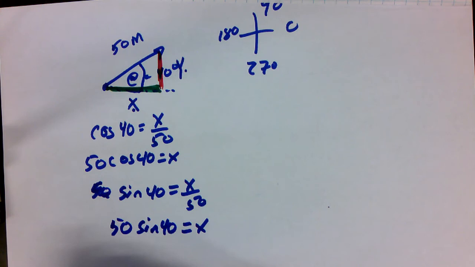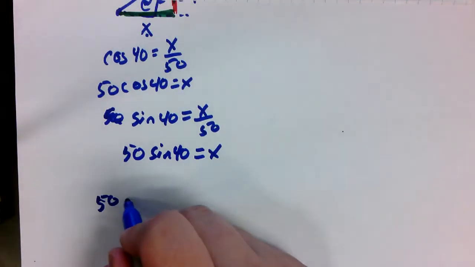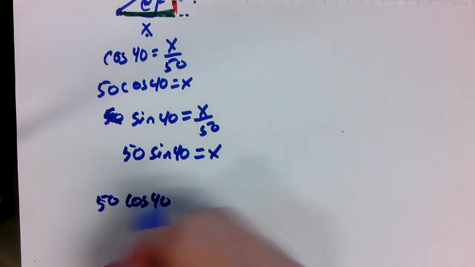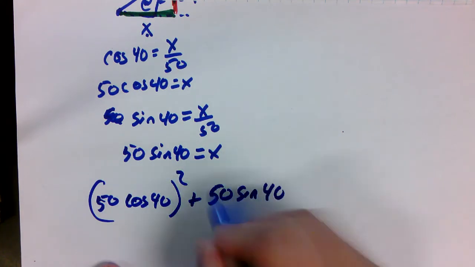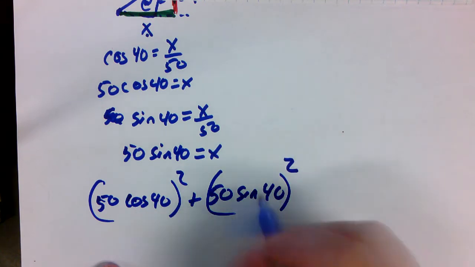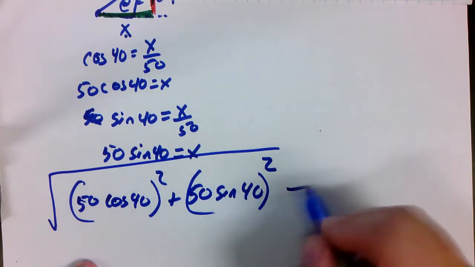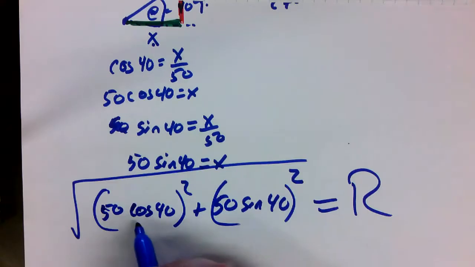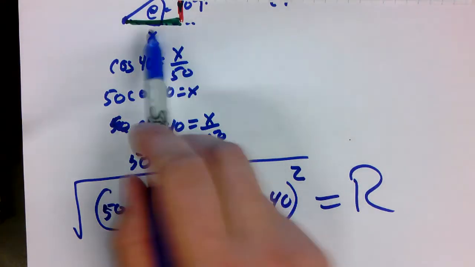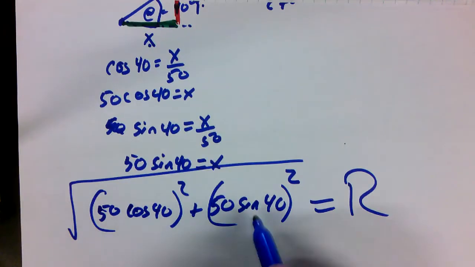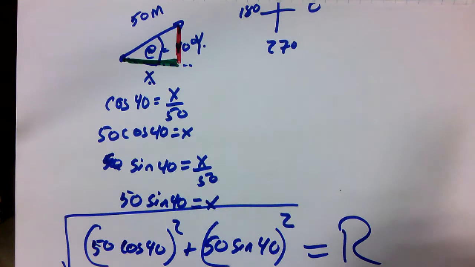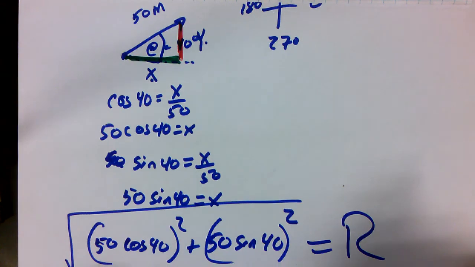It is true that the square root of 50 cosine 40 squared plus 50 sine of 40 squared is going to equal r, because 50 cosine 40 represents the x length and 50 sine 40 represents the y length. And so basically you're saying x squared plus y squared is equal to r squared, and that does work out as well. Now, once you're able to find the components, you're able to do what we're going to refer to as vector addition, algebraic vector addition.